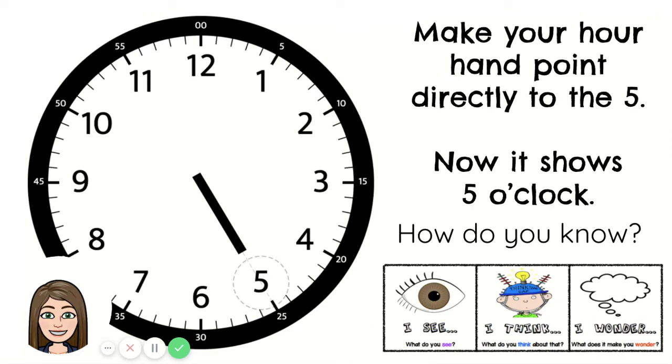So hopefully you have your newly made clock, and we are going to make our hour hand point directly to the 5. What time is it? And how do you know? I want you to turn and tell someone at home. If you said 5 o'clock, ding, ding, ding, you are correct.